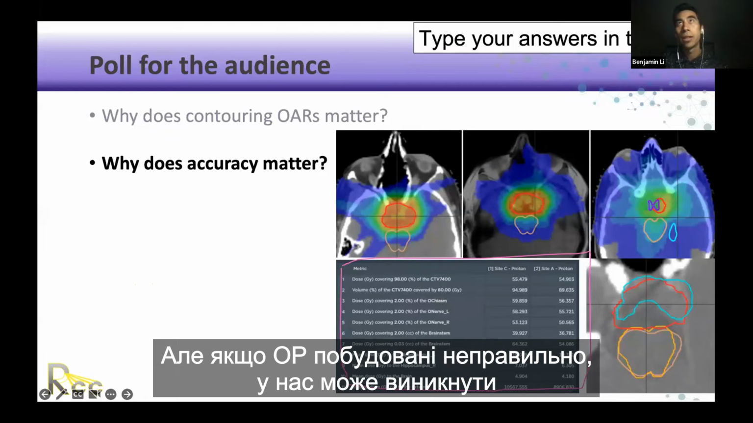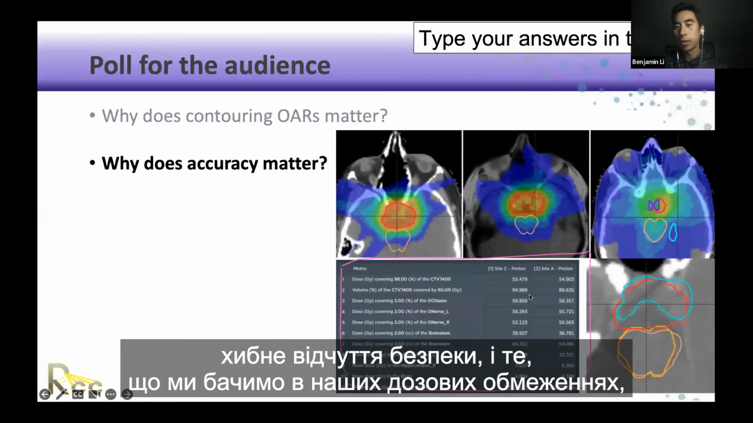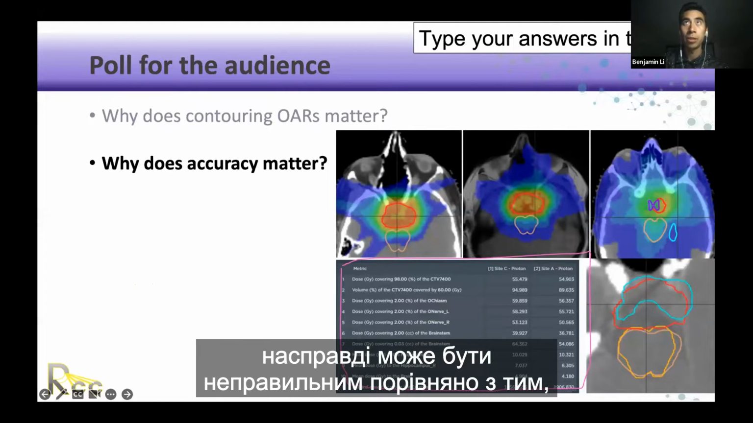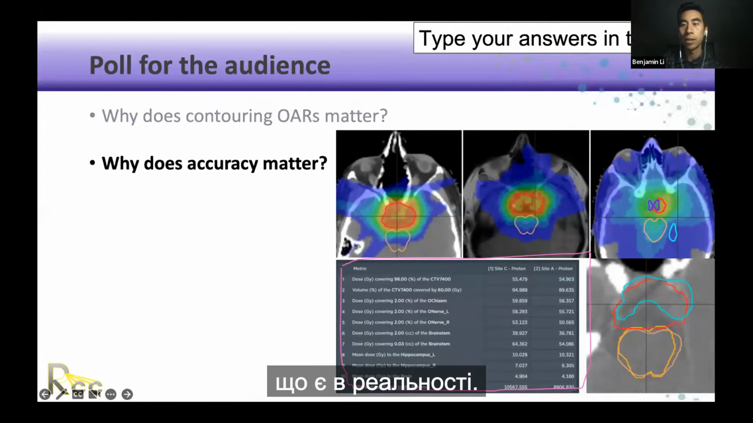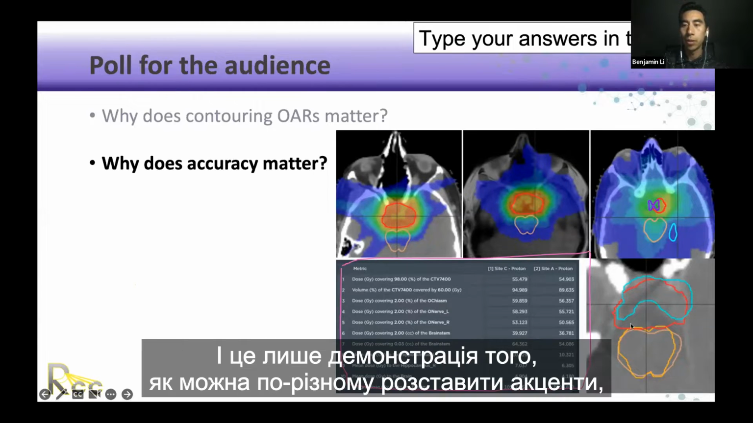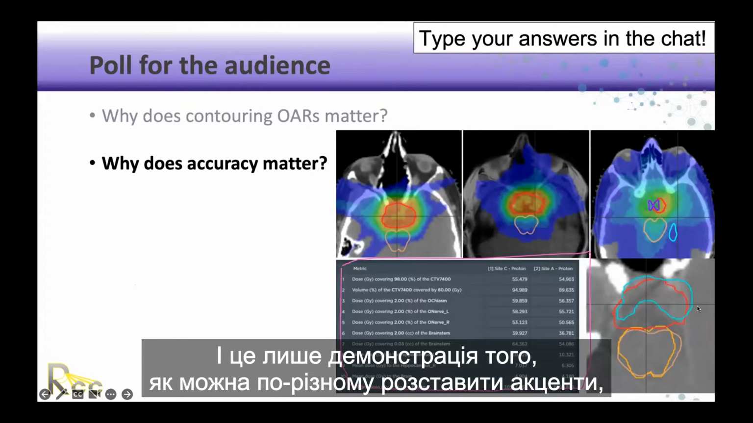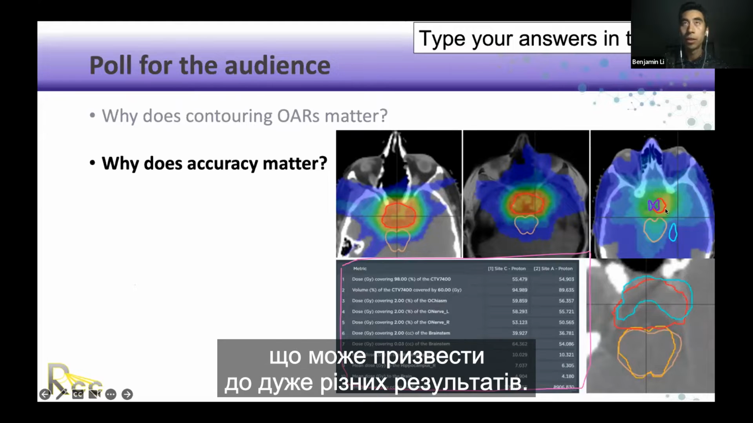But if the OAR is drawn incorrectly, we could have a false sense of security, and what we see in our dose constraints could actually be wrong compared to what the reality is. And then this is just showing how OARs might be drawn differently, which could lead to very different outcomes.